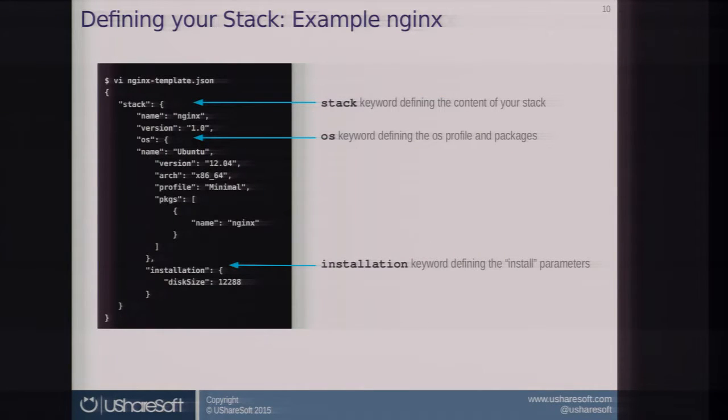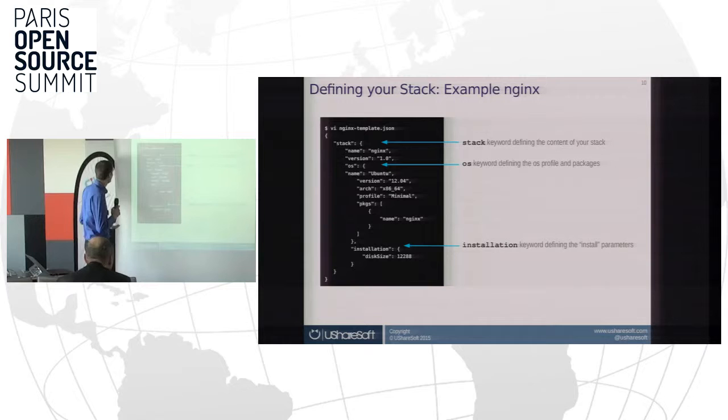So here is an example of a very simple stack in the ngx template.json. You can see here the keyword stack. After that you have some key values, for example, the name of the stack you want to modelize. And an important point is the OS section. In the OS section you set, for the UForge server, that you want to use Ubuntu, the version, the architecture, and a profile.